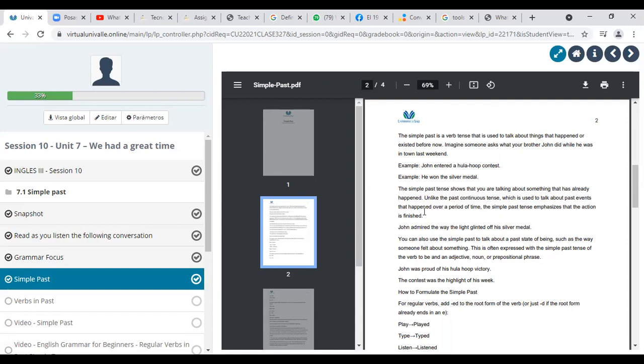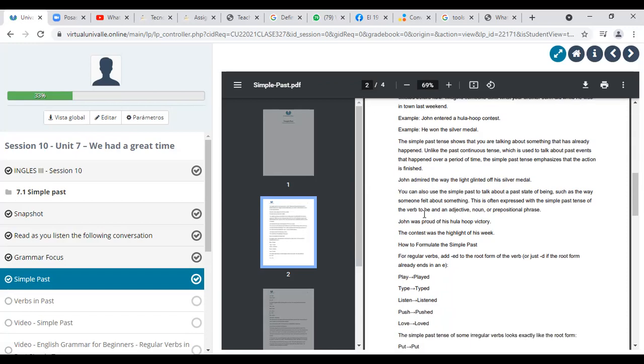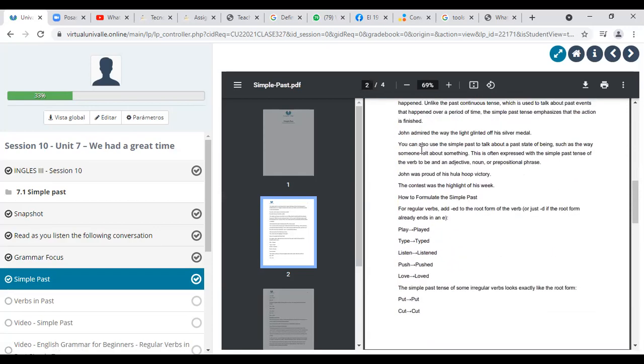The simple past tense, guys, shows that you are talking about something that has already happened, unlike the past continuous tense, which is used to talk about past events that happen over a period of time. The simple past tense emphasizes that the action is finished. John admired the way the light glinted off his silver medal.